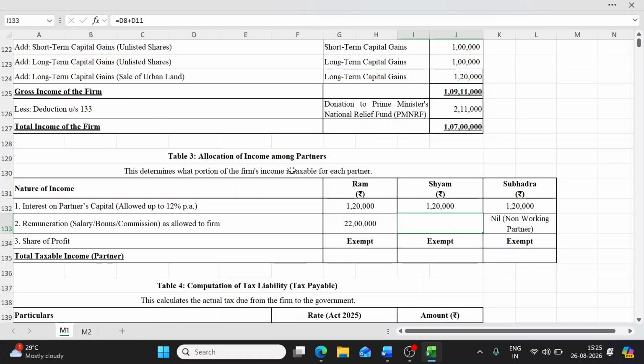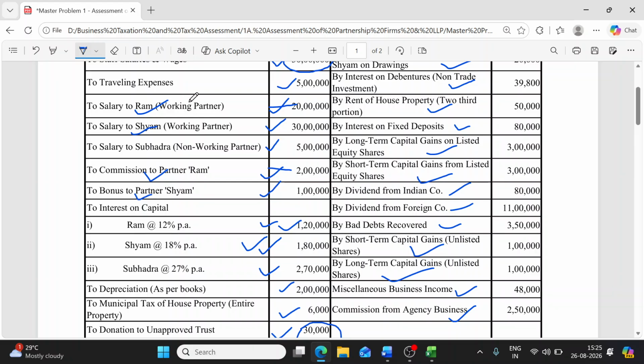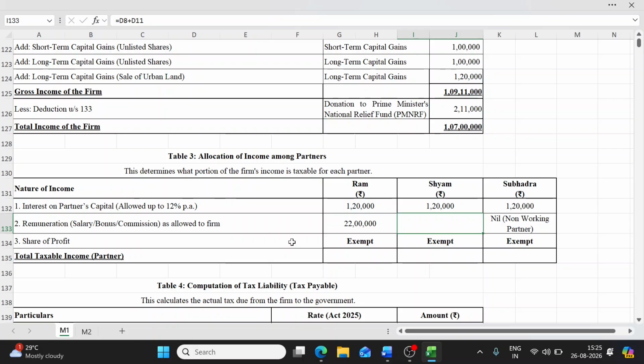Okay. And in case of Sham, he was given a salary of 30 lakhs, and he was also given a bonus of 1 lakh. So 30 plus 1, 31 lakhs is the deduction the partnership firm claimed. If the partnership firm has claimed the deduction, then it is taxable in the hands of Sham. So 31 lakhs. Now you might have a question.